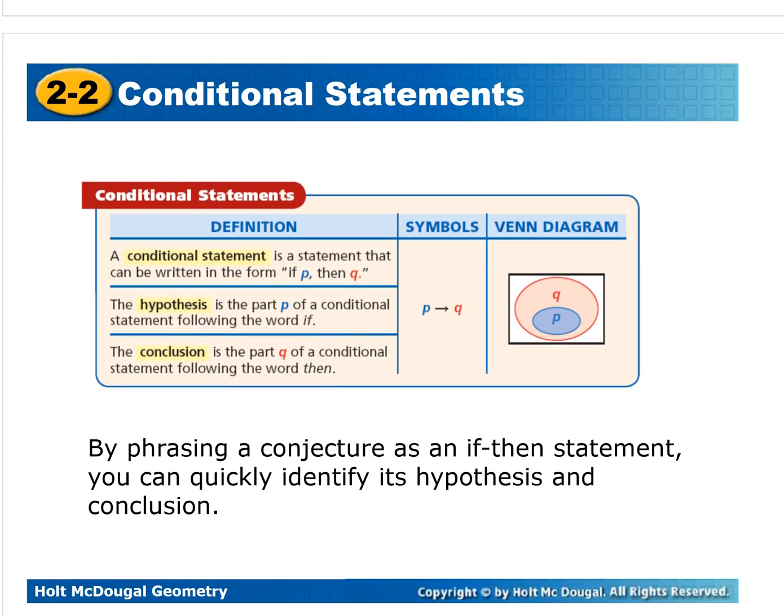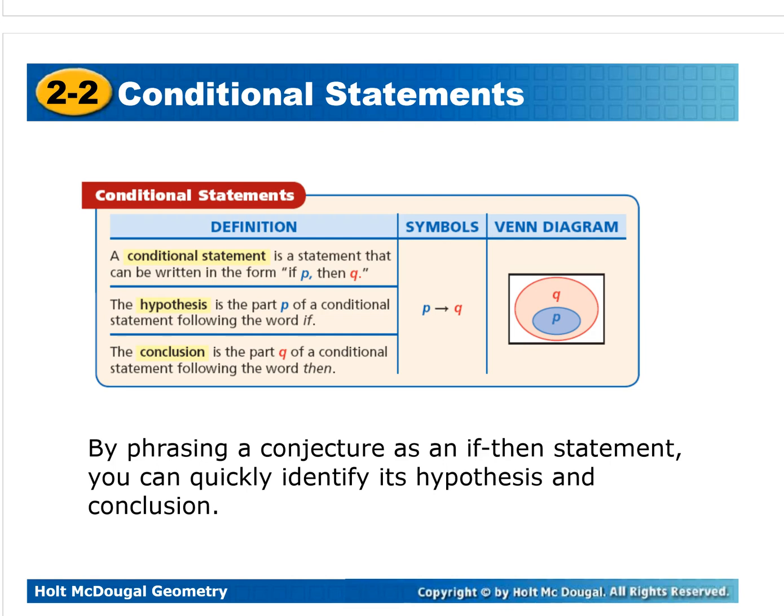So first off, let's talk about conditional statements. A conditional statement is just what we've been saying. If this happens, then this happens. If P, then Q. And these are just letters to help us figure out what goes where when we manipulate them later on. So if P, then Q.